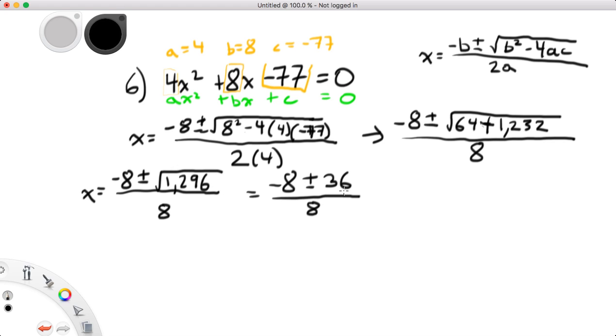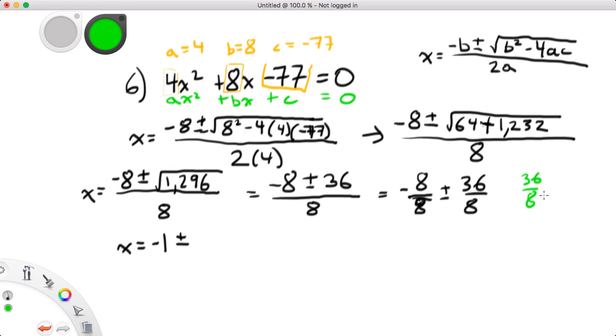Okay, great. So then we get to say that x is equal to negative 8 plus or minus the square root of, and then we just do this. Looks like 1,296. Yes, that's what my calculator says too. Good for me. 1,296. Square root of 1,296 all over 8. My calculator has now told me that the square root of 1,296 is in fact 36. So negative 8 plus or minus 36 over 8.